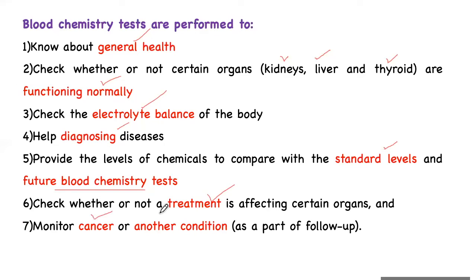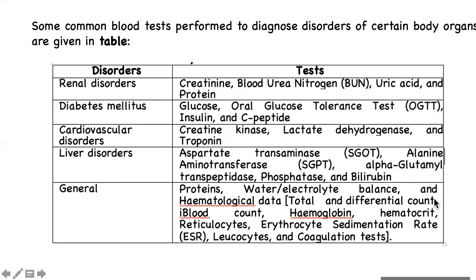And then, to monitor cancer or another condition as part of the follow-up also, you can go for the blood test. So these are the different examples of the blood test. This is just a summary table. For example, in case of a renal disorder, if the patient is suspected of a renal disorder, then the physician will ask for a kidney function test. The kidney function test consists of a set of tests, including creatinine, blood urea nitrogen, uric acid, and also the test for protein. Once you gather all these reports, based on them the physician will be in a position to diagnose whether the patient is normal or is suffering from a certain kind of renal disorder.